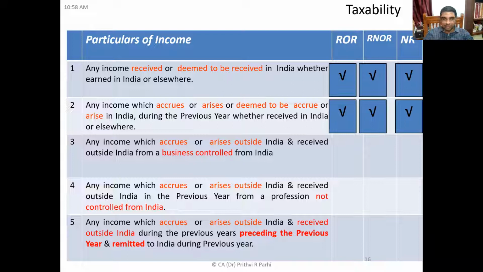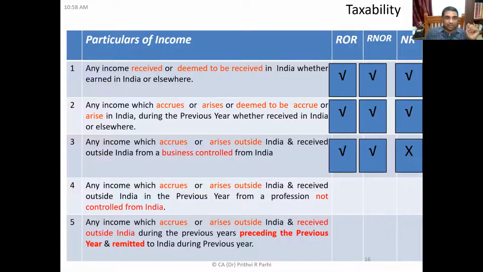Yes, sir. Point number 3. Please read this third point. Any income which accrues or arises outside India and is received outside India from a business controlled from India. Here, this is a business controlled from India. Now we are talking about ROR. For ROR, is it taxable? Yes, sir. And for RNOR? Yes, sir. And for NR? No, sir.